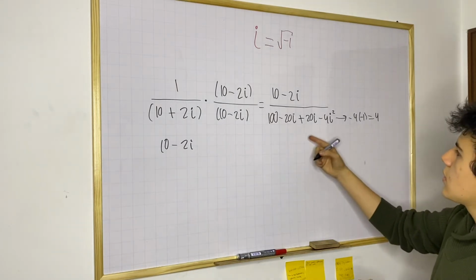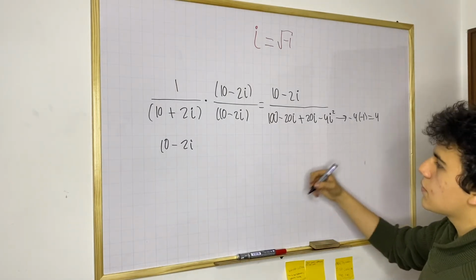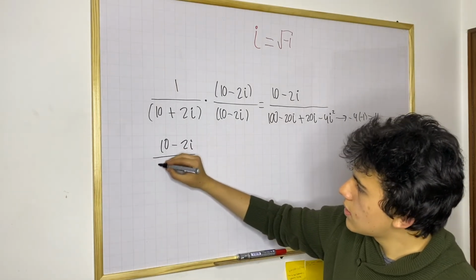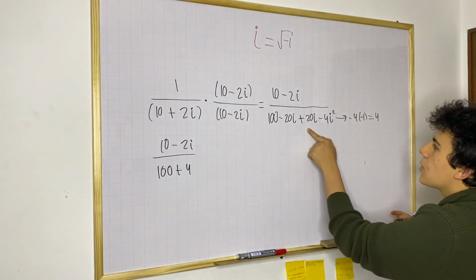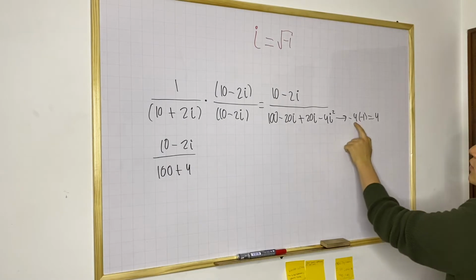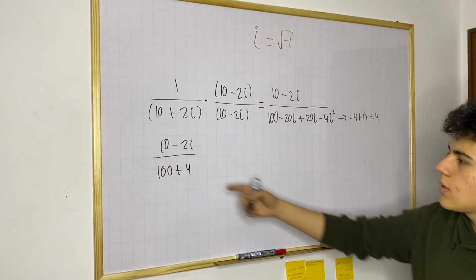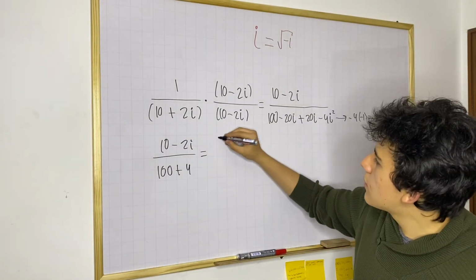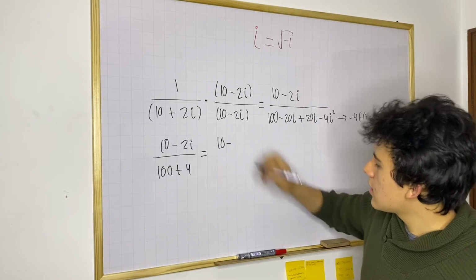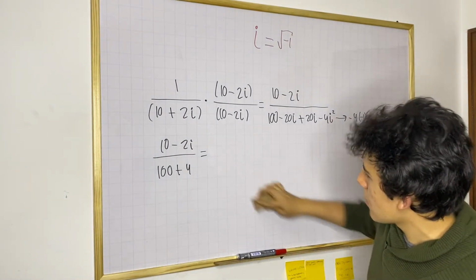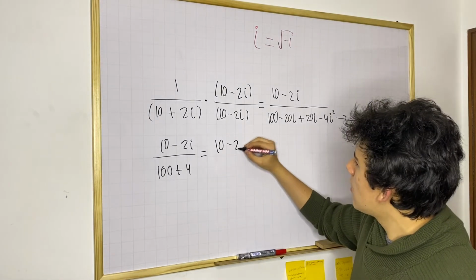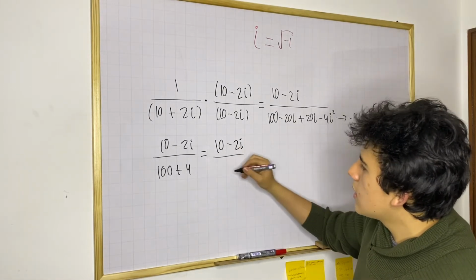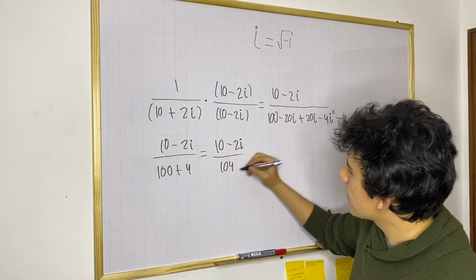So we get 100 plus 4 on the bottom. Remember, these two terms went out, and this was minus 4 times minus 1, positive 4. We get this, and we would finally get 10. That's supposed to be a 10. This is supposed to be a 10. 10 minus 2i divided by 104.